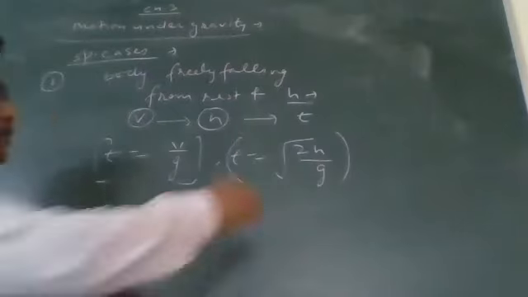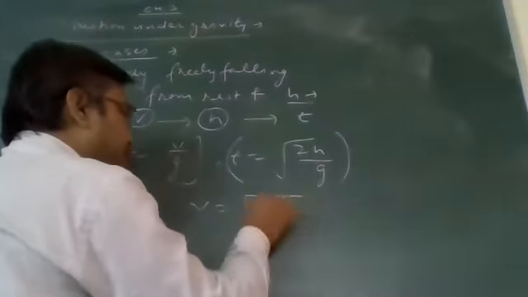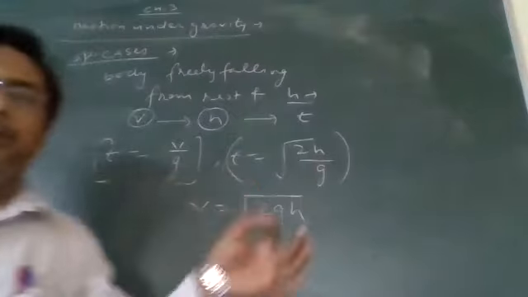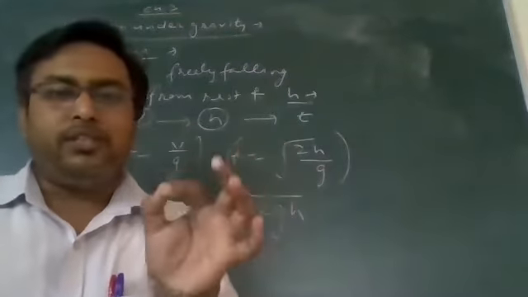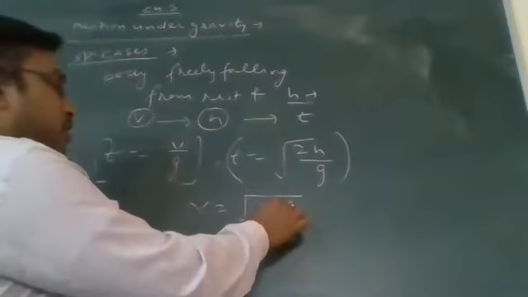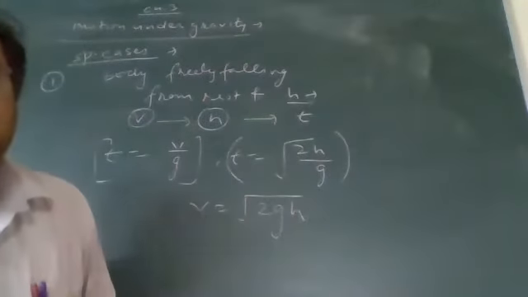And the third one: what is the velocity v? I get v equals root 2gh, by use of the third equation, v square minus u square equals 2as. Here a is g and s will be h. This is the situation.